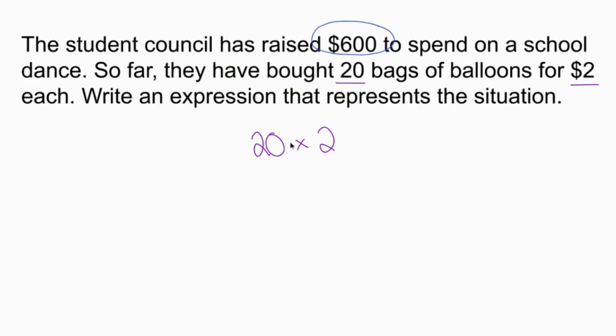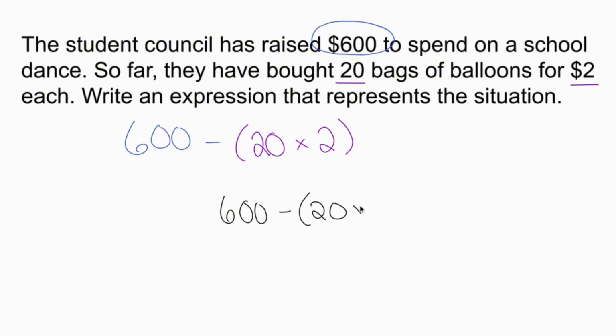So when I have one operation first and then I do something to that operation, I need to wrap that operation in parentheses. So we started out with $600 and then spent that much money on balloons. So we're going to take the $600 that we started with and subtract the balloon amount from that $600. So the final expression that we get is going to be 600 minus the quantity 20 times 2. And that's our expression.